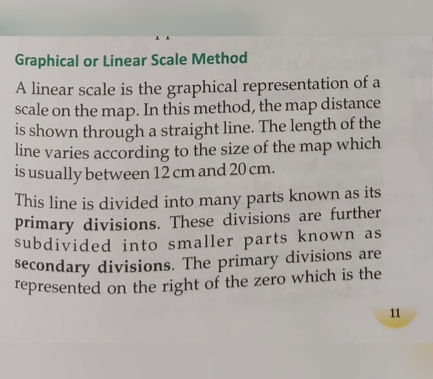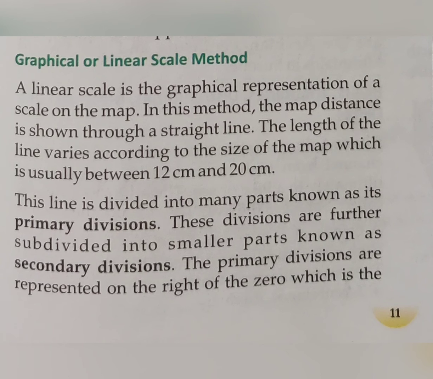Graphical or linear scale method. A linear scale is the graphical representation of a scale on the map. Means in this method the map distance is shown through a straight line. The length of the line varies according to the size of the map, which is usually between 12 centimeters to 20 centimeters. Means a smaller map uses a larger scale, and a larger map uses a smaller scale. This line is divided into many parts known as the primary divisions.